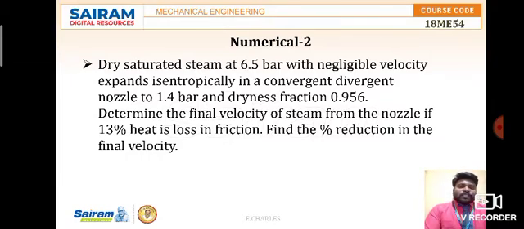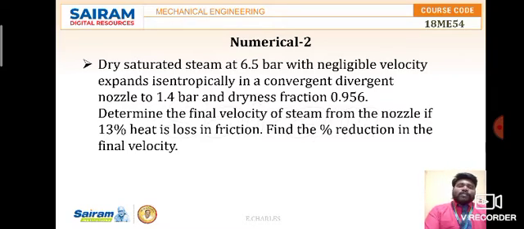Dry saturated steam. First and foremost, before solving this problem, we should know the different types of steam available. There are three different types: one is wet steam, second is dry saturated steam, and the third is superheated steam. Wet steam is a combination of wet particles and dry steam, a mixture of both. Dry saturated steam has dryness fraction 1, that is 100% dry. There are no wet particles present in the steam.